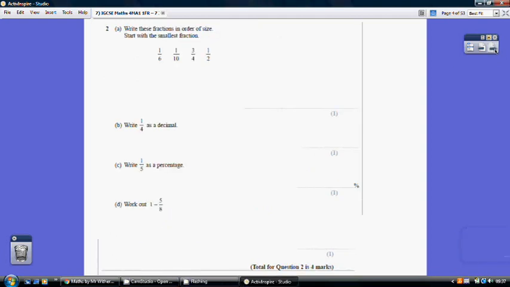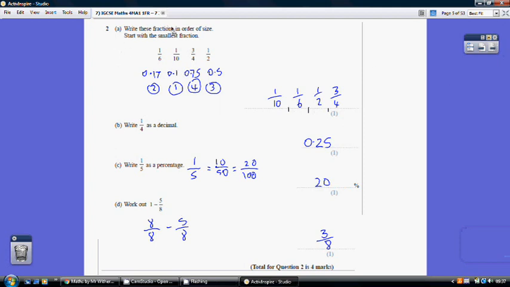Question 2, part A. Now, given this is a calculator paper, I think the easiest way to put these in order is to turn each of them into a decimal, an approximate decimal. You don't have to be exact. So on your calculator, do 1 over 6 and 1 over 10, and 3 over 4 and 1 over 2, giving you these 4 decimals.